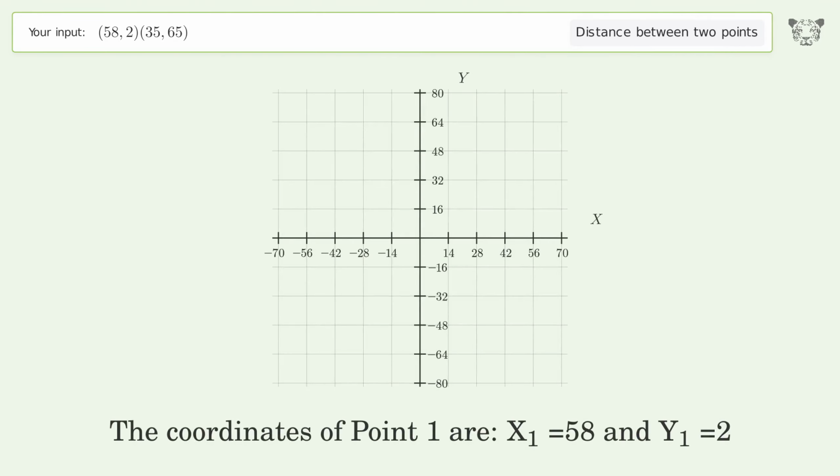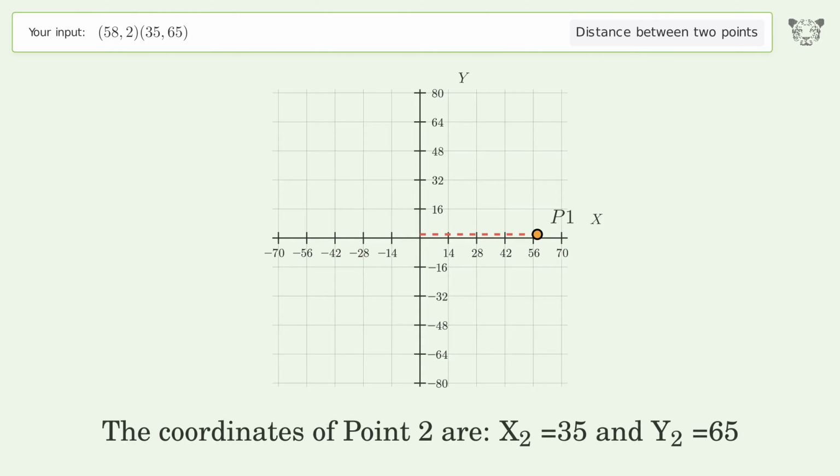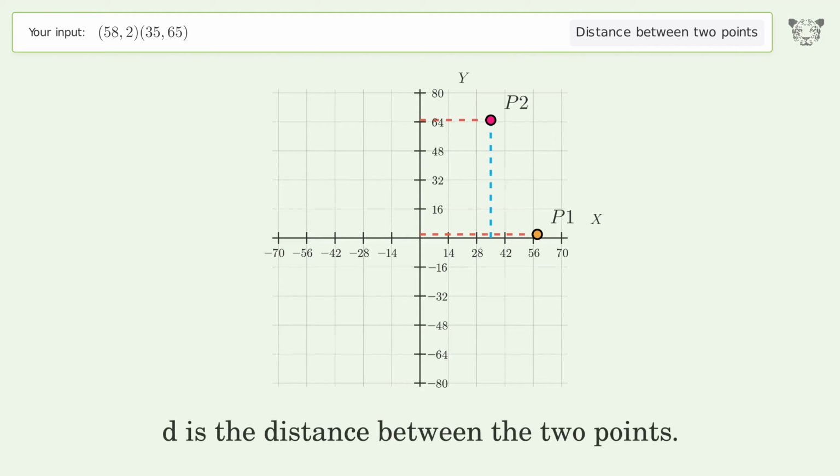The coordinates of point 1 are, x1 equals 58 and y1 equals 2. The coordinates of point 2 are, x2 equals 35 and y2 equals 65. D is the distance between the 2 points.